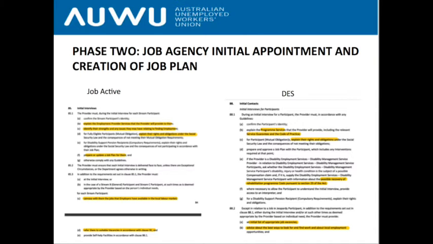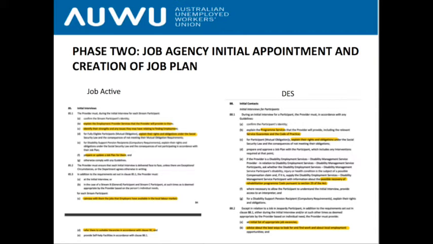So now that you've been placed into a job agency, phase two is the initial appointment with your job agency and the creation of a job plan. And here is where our work begins, trying to ensure that before people go into these appointments, they understand what their rights are. And there are a lot of rights here at this point. Here are a couple of grabs from the Job Active and DES deed. As you can see, they're very similar, and they have a lot of important points that need to be discussed at this initial appointment.